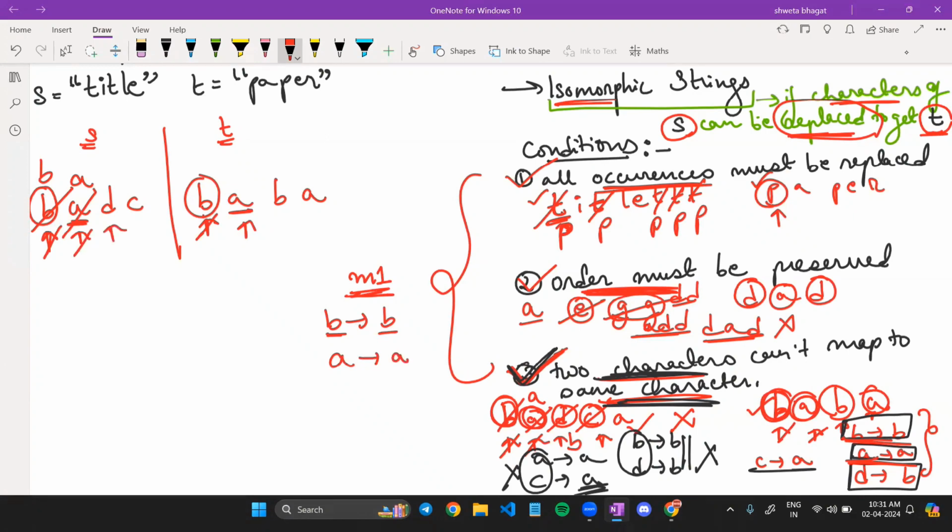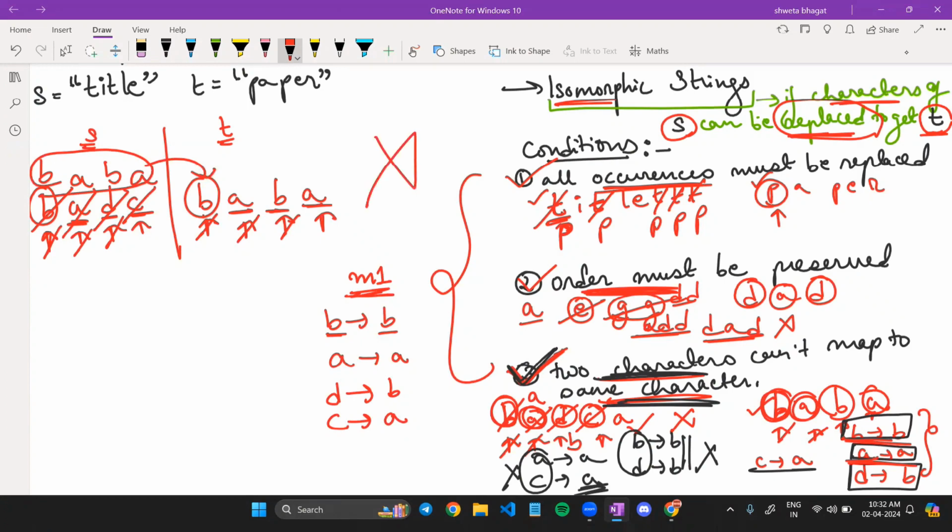Now we'll move forward. Now we will see that we have a B over here, but we have a D over here. So we can replace this D with a B. So we replaced D with a B, correct? And after that, we'll move forward. And we can see that we have an A over here, we have a C over here. So we'll replace this C with the A. So we replaced C with the A and we'll say that, okay, we were successfully able to convert S into T by replacing its characters.